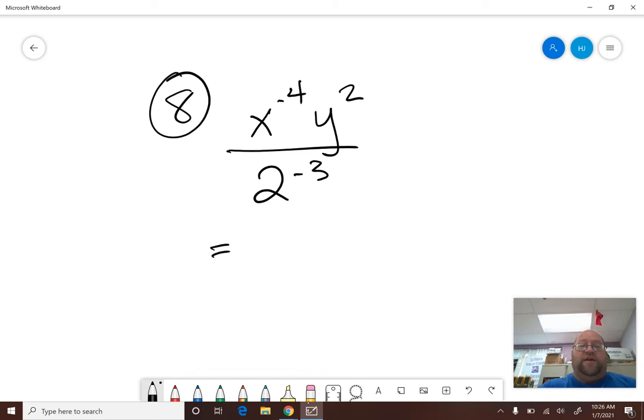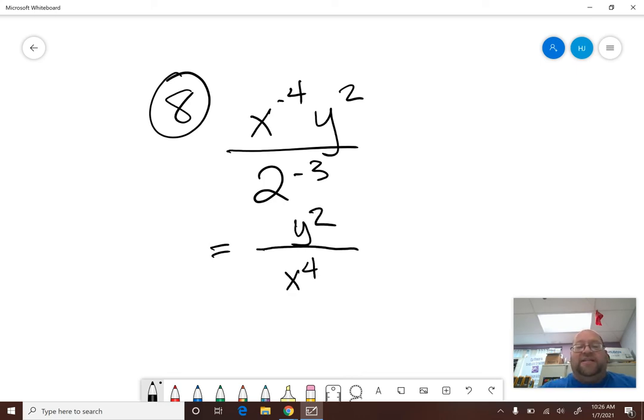So let's start with our x to the negative 4. Does it need to stay up top or does it need to move? Well, because it's a negative exponent, it actually needs to go to the bottom. So I'm going to go ahead and make me a fraction bar. And I'm going to go ahead and move x to the 4th down to the bottom. Now, what about my y squared? Does it need to stay or does it need to go? Well, y squared, it's positive, so I'm just going to go ahead and keep it where it is, y squared.